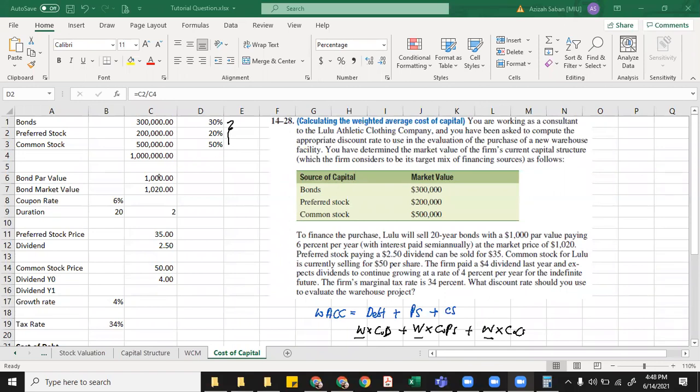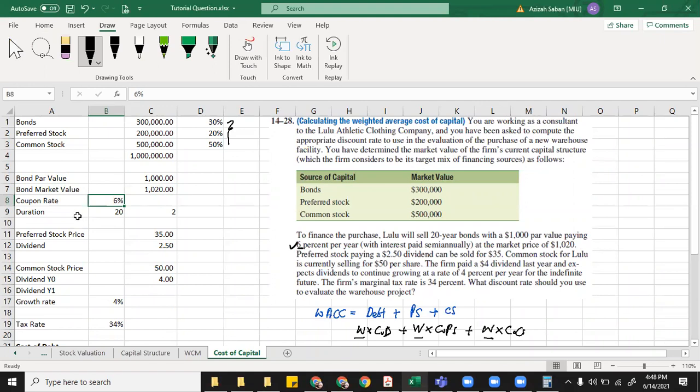All right, so next we key in the information on the debt. The bond par value is 1,000, and then the bond market value is 1,020. The coupon rate is 6%. It is stated here, 6%.